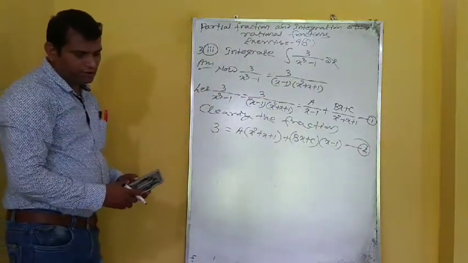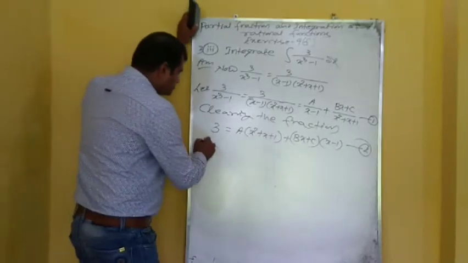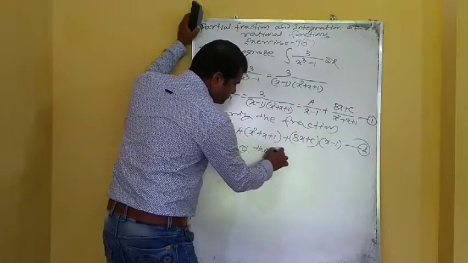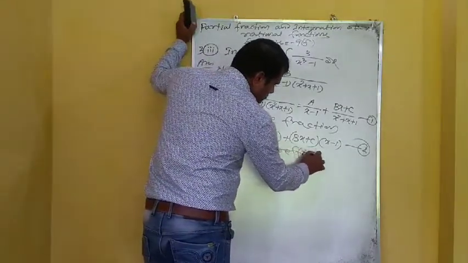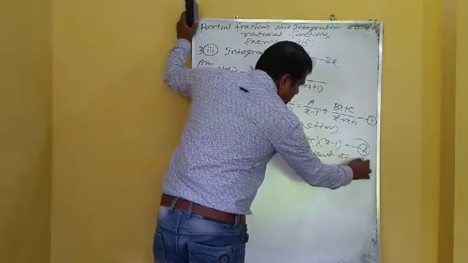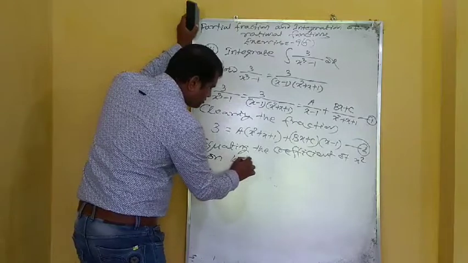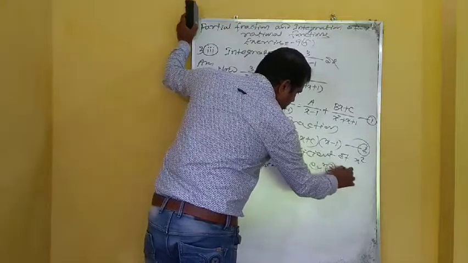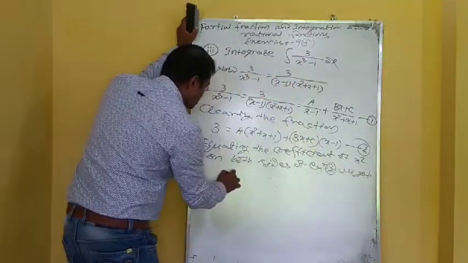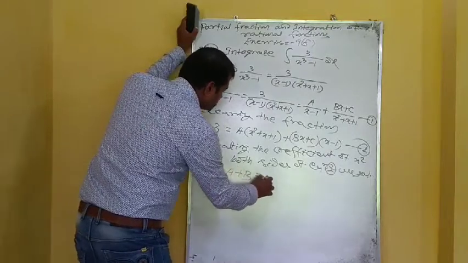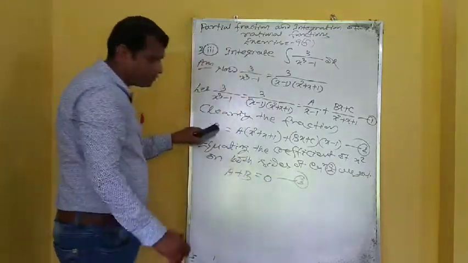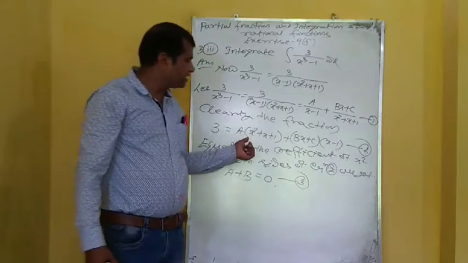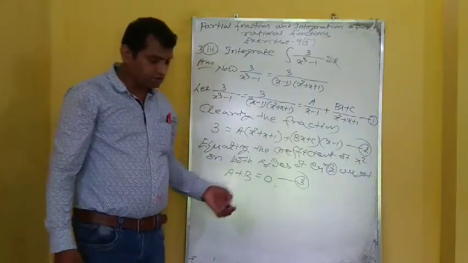Equating the coefficient of x square on both sides of equation 2, we get a plus b is equal to 0, equation 3. Here on the left side there is no term containing x square, so its coefficient is 0. Right hand side a and b, so a plus b is equal to 0.